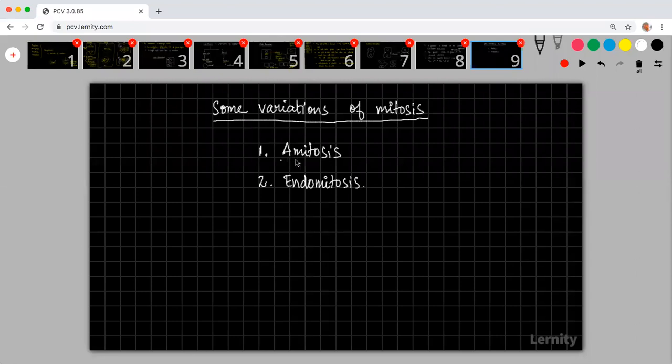The word amitosis is indicating what? Not mitosis. Okay, what is this endomitosis? It means inward mitosis. The word endo literally means in, and mitosis is mitosis. So if you look at the root, you should be able to understand what they are. Now I'll first indicate that amitosis is not exactly mitosis, and in what way amitosis is different, we'll try to study.